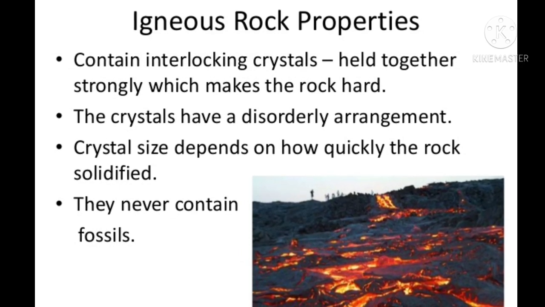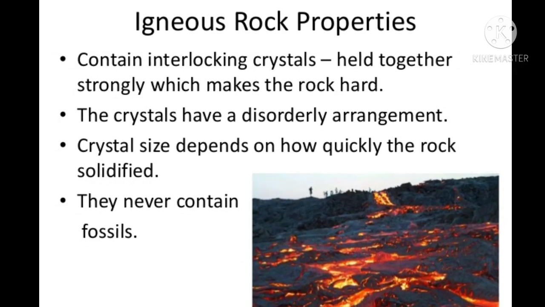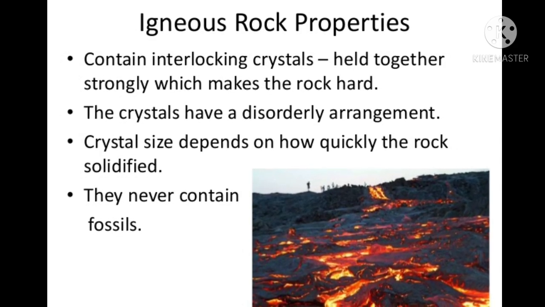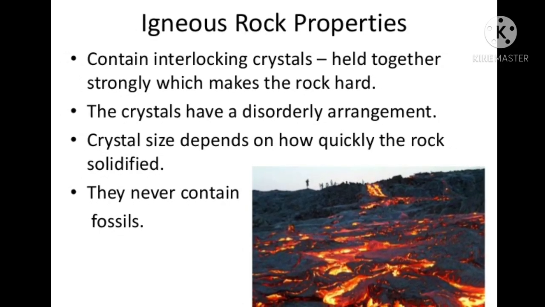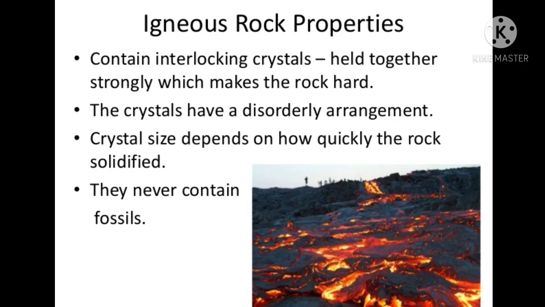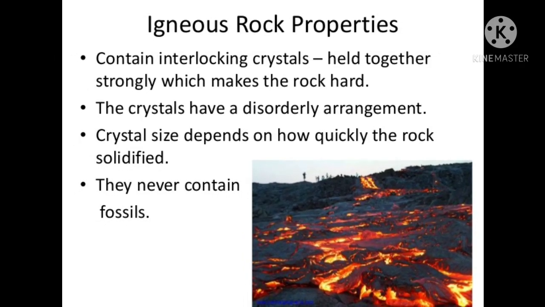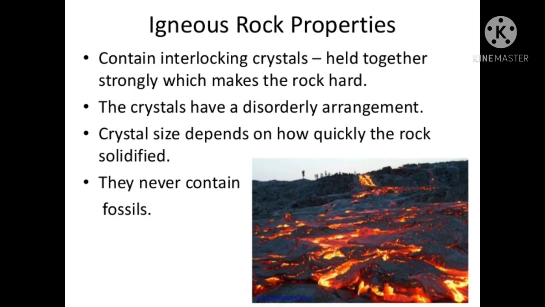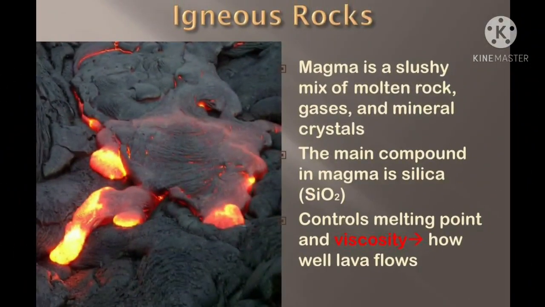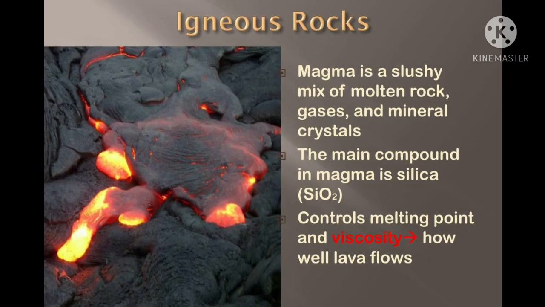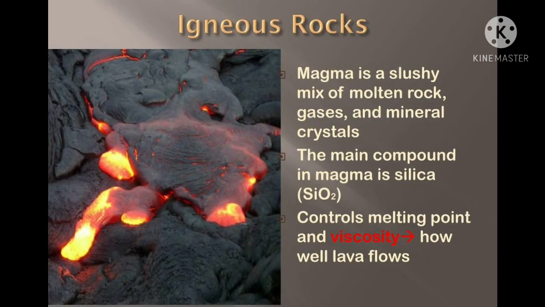Igneous rock properties: they contain interlocking crystals held together strongly, which makes the rock hard. The crystals have a disorderly arrangement. Crystal size depends on how quickly the rock solidifies. They never contain magma. Magma is a slushy mix of molten rock, gases and mineral crystals.